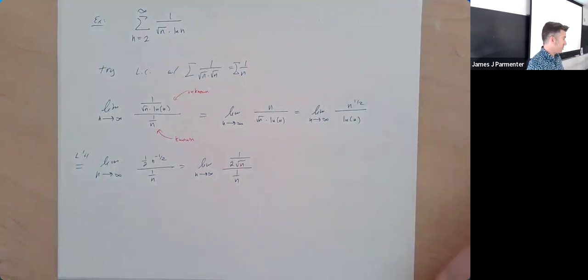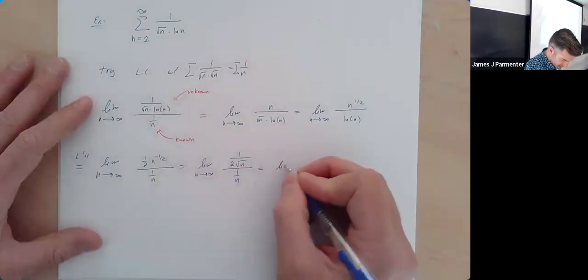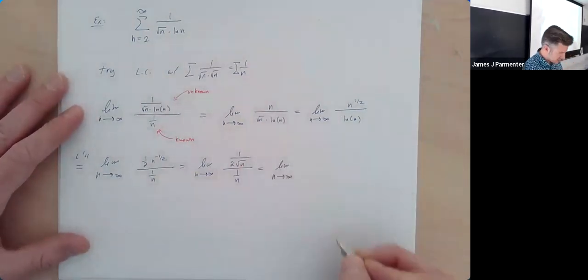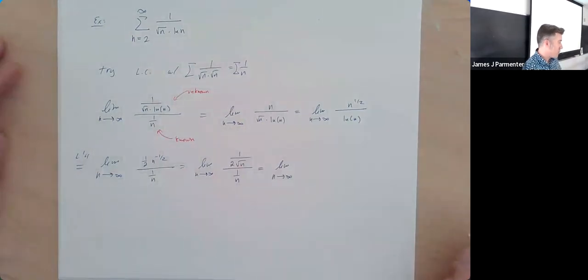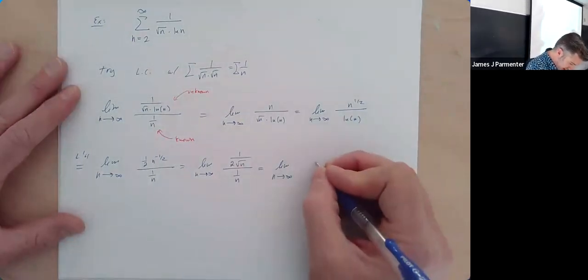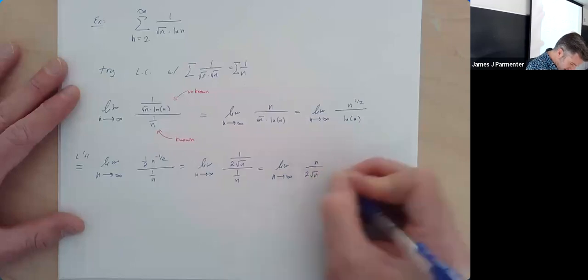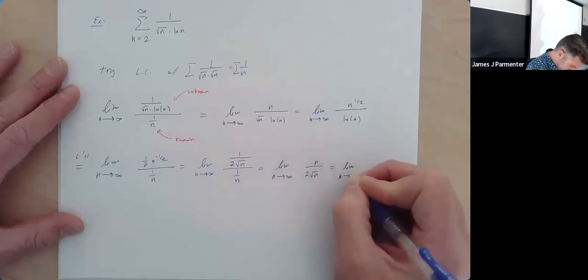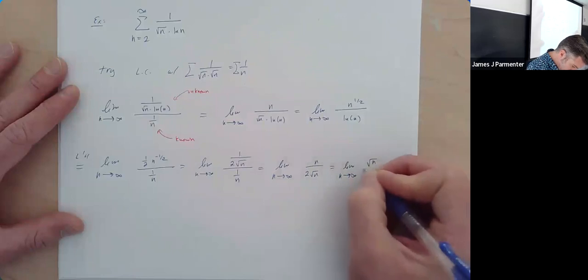No, I don't want to use L'Hopital's rule again. That's just going to get me down this never-ending chain of using L'Hopital's rule until the world ends. Instead, I should simplify. And that's almost always pretty good advice: if we can simplify the thing we're working with, we probably should. So we've got n over 2 root n, and that's just going to simplify to root n over 2.